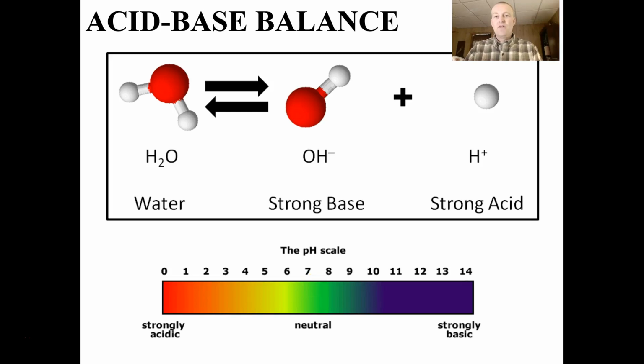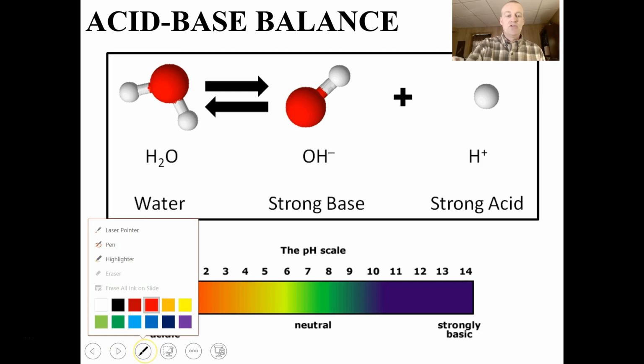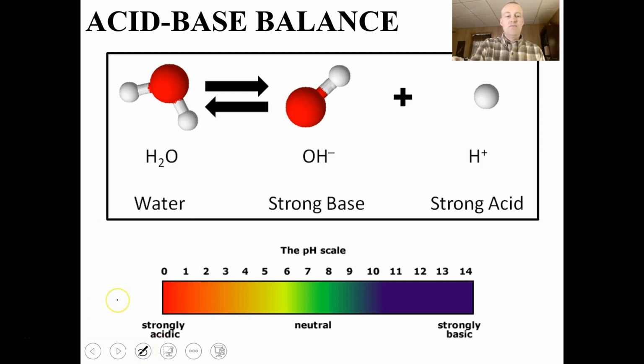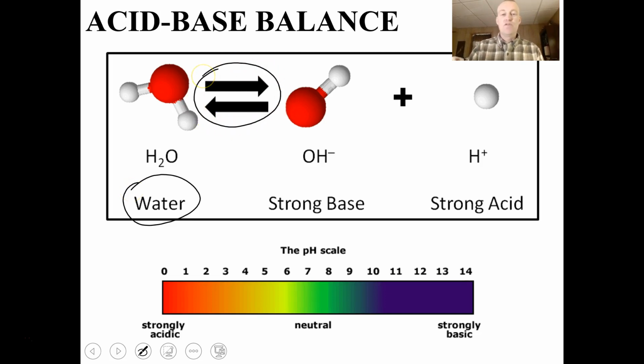In the first part of this video, we looked at fluid and electrolyte balance. In this second part, we want to take care of talking about acid-base balance. So just to refresh your memory from basic biology, water will constantly break and re-break and reform itself into hydroxide ions and hydrogen ions. Now, hydroxide ions are what we consider to be strong bases. Hydrogen ions are considered to be strong acids.